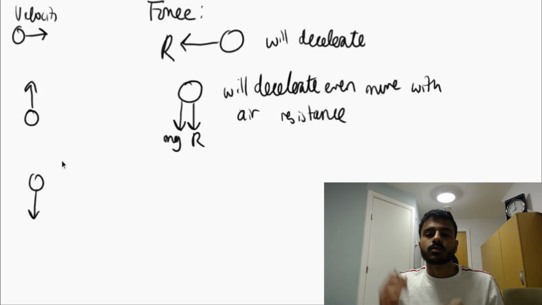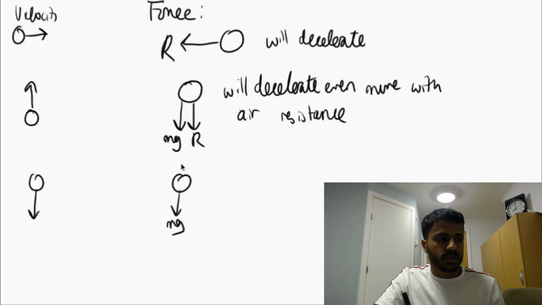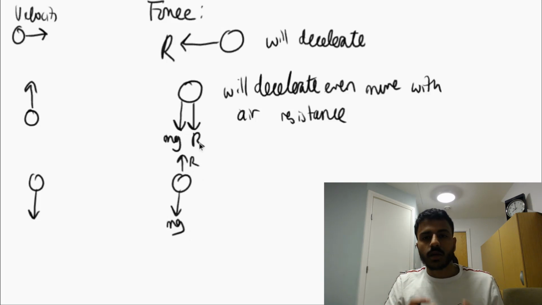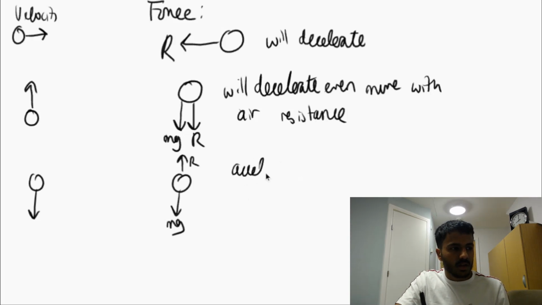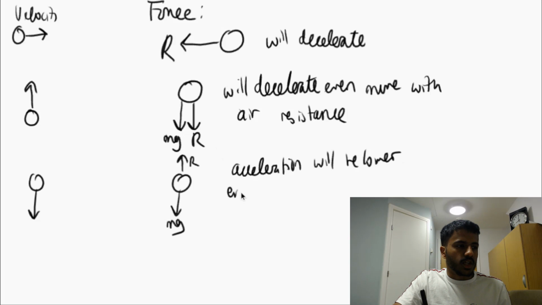Now when the ball is moving downwards, the weight will still be acting downwards, but this time the air resistance is going to be acting upwards. So the same thing will happen here as what happened to the skydiver. The ball will still accelerate downwards due to a net force or resultant force being in the downwards direction, but the acceleration will be lower, and at the point where the air resistance is equal to its weight, it will eventually reach terminal velocity.